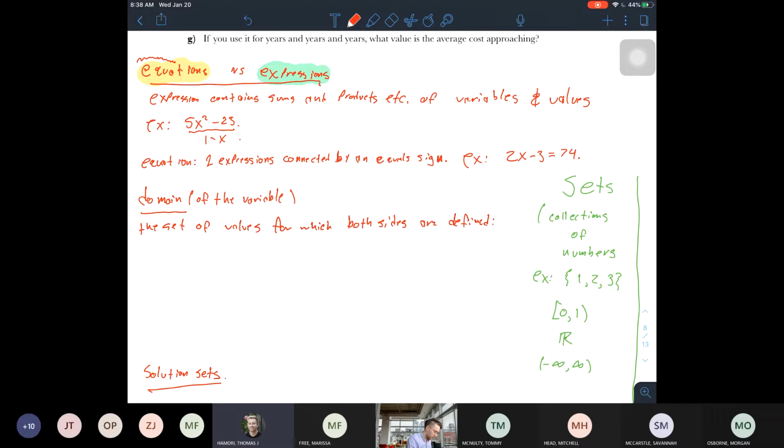Okay, so the big ones are, notably, we cannot divide by 0 or take even-powered roots of negative numbers.